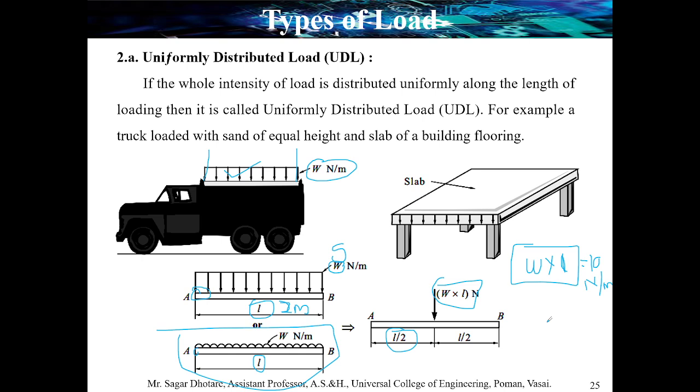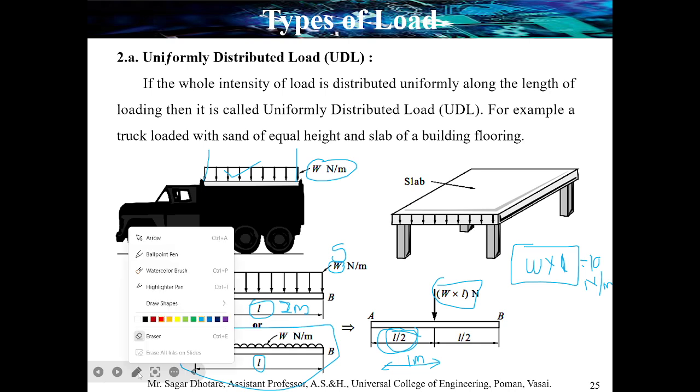Now we need to identify the location. To identify the location, it is simple. There is the equation L by 2 from point A, because it starts from point A to B. So from point A, the distance is L by 2, so the point is at 1 meter. The total length of the beam is 2 meter, so this one is applied at 1 meter. I hope you have understood the conversion of a uniformly distributed load into a single point load. If you have any doubt, feel free to ask personally.